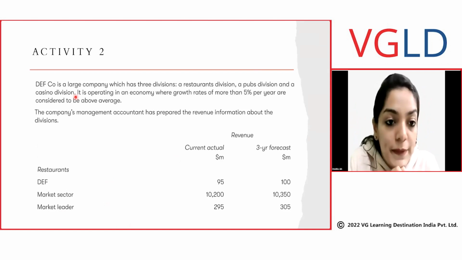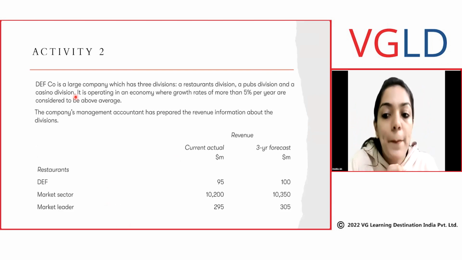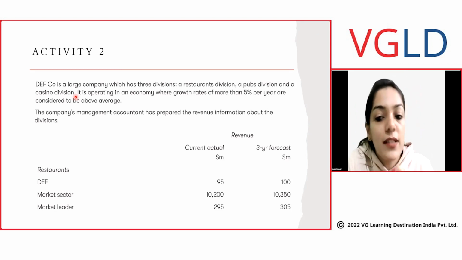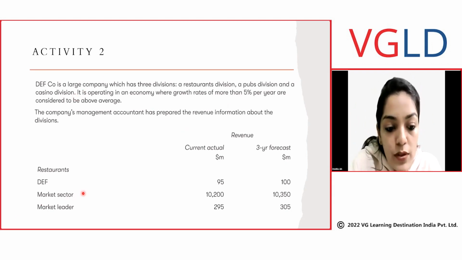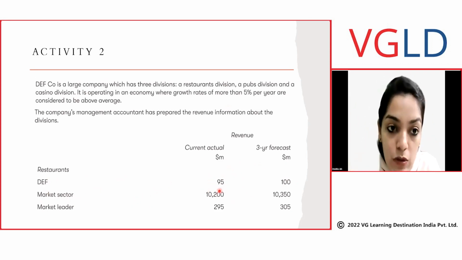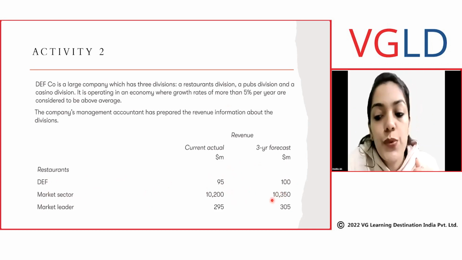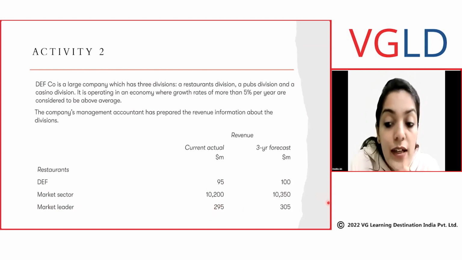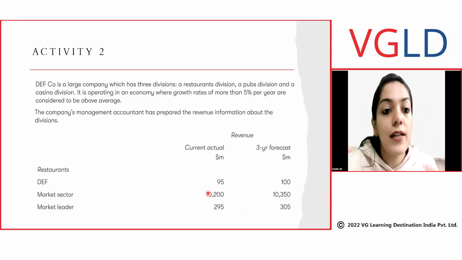DEF company is a large company which has 3 divisions: a restaurants division, a pubs division, and a casino division. It is operating in an economy where growth rates of more than 5% per year are considered to be above average. The company's management accountant has prepared the revenue information about the divisions. For restaurants, DEF is the name of the company, right? We are analyzing this revenue, and the 3-year forecast is given to you. Market sector is $10,200 million, forecasted to grow up to $10,350 million. Then the market leader has a revenue of 295 and a forecast of 305. This is given for the restaurants division.